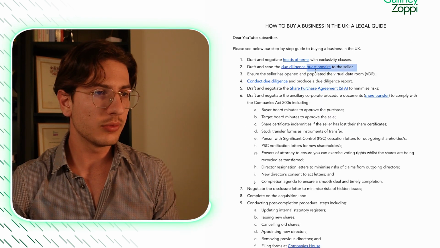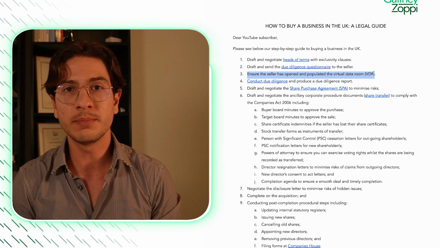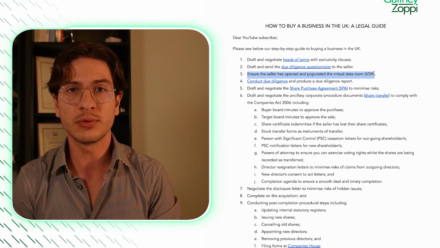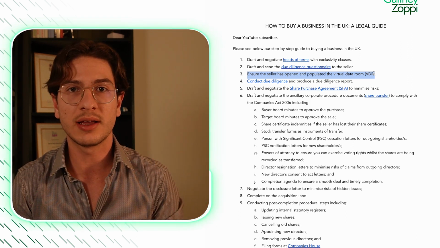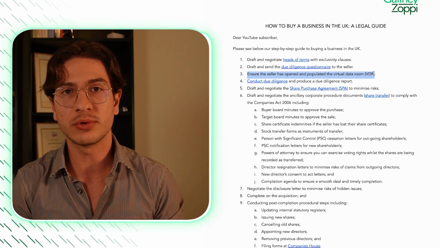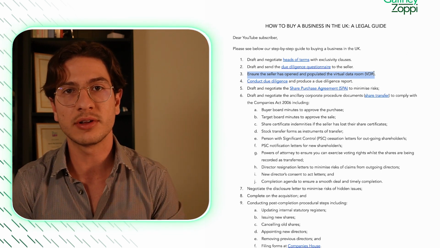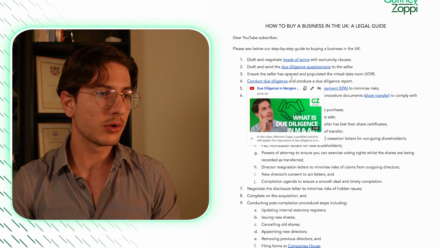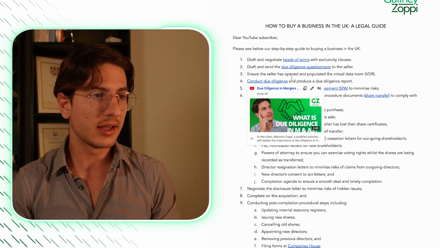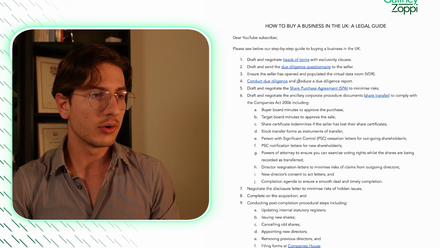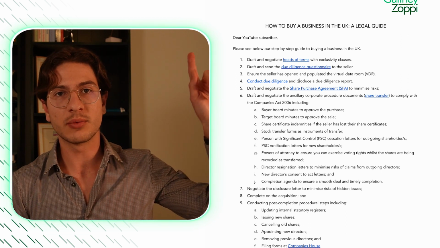Thirdly, the seller will open a virtual data room and upload to that data room the documents that you have requested. A virtual data room is like a database accessible online, and it is broken down by folders, each containing the information that you requested. Fourthly, you will then conduct due diligence by inspecting and analyzing the documents shared by the seller. Again, I've included a video here on due diligence, and I will link it right here.